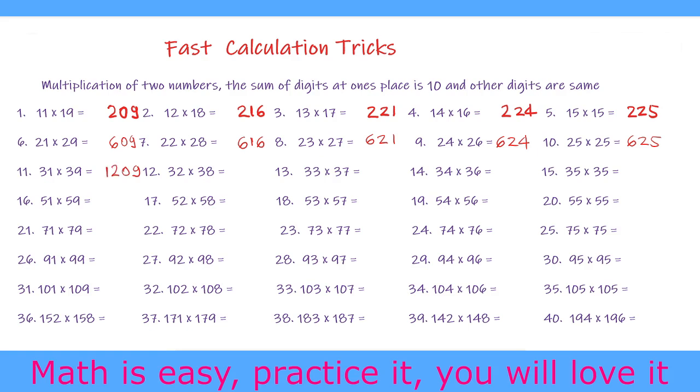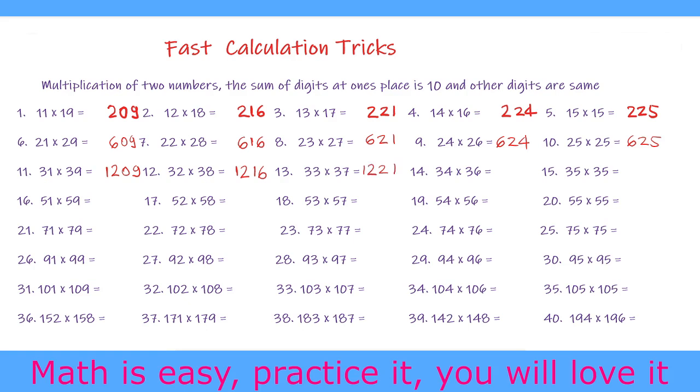So 31 multiplied by 39 is 1209. 32 multiplied by 38. 8 times 2 is 16, and 3 multiplied by the next higher number 4 is 12. So 32 multiplied by 38 is 1216. Now 33 multiplied by 37. 7 times 3 is 21, and 3 times 4 is 12.